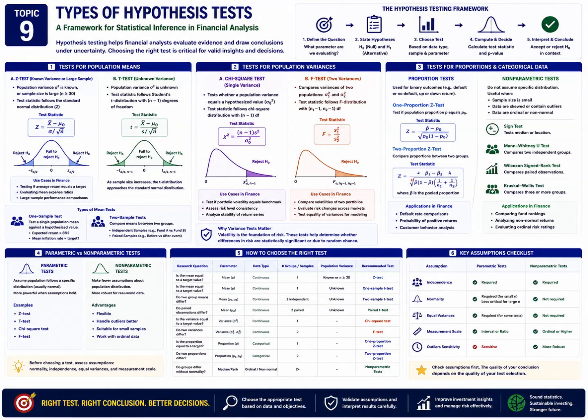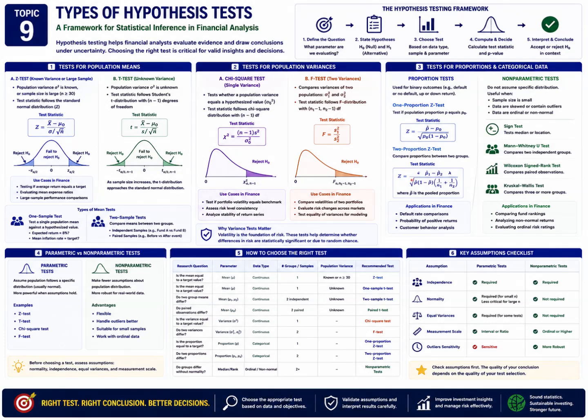Choosing the correct statistical test is essential because inappropriate methods can lead to invalid conclusions and poor investment decisions. The topic emphasizes that hypothesis testing provides a disciplined framework for evaluating evidence and drawing conclusions under uncertainty in financial research and practice. The topic begins with tests concerning population means, particularly z-tests and t-tests.